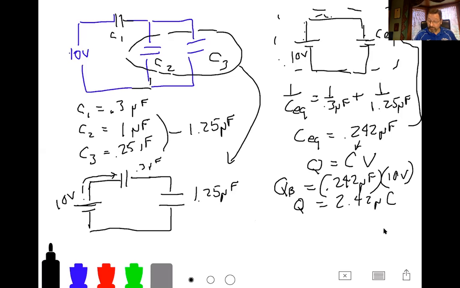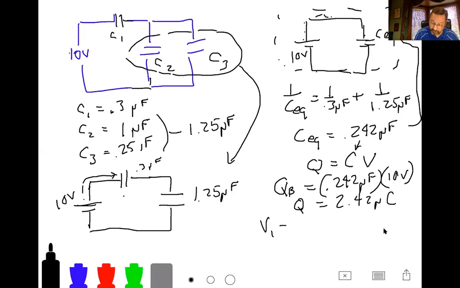A lot of people made a mistake right here. When they went Q equals CV, they put in 0.3 microfarads instead of 0.242 and multiplied it by 10 volts. The reason that's wrong is what we said before: there is not 10 volts across the 0.3 microfarad capacitor. In fact, let's figure out from this middle circuit that I drew here, the one with the two in series, what is the voltage across capacitor 1?